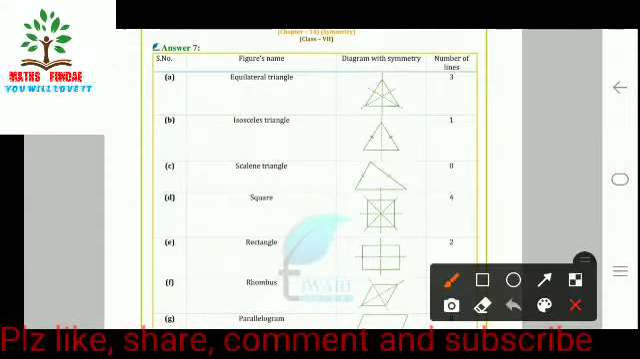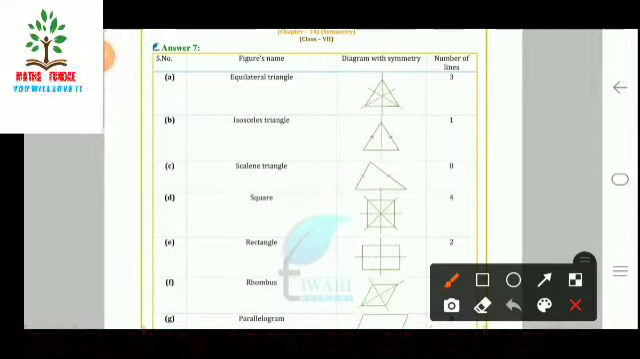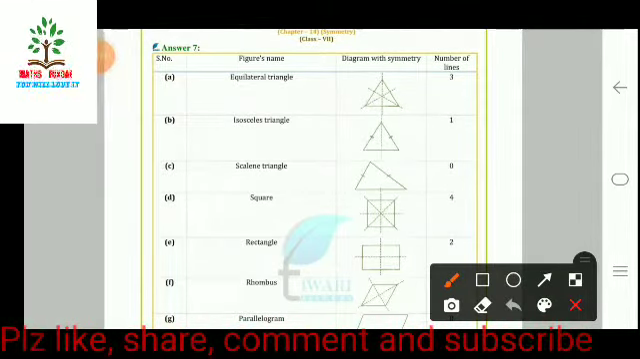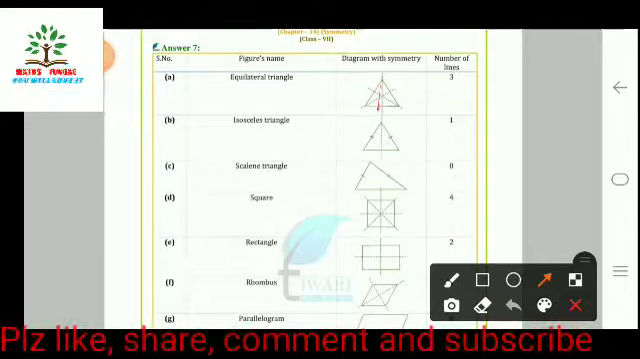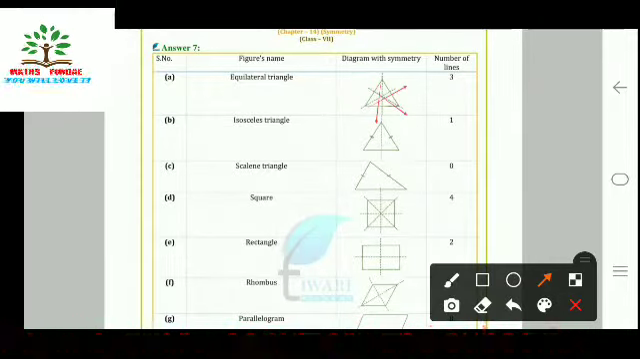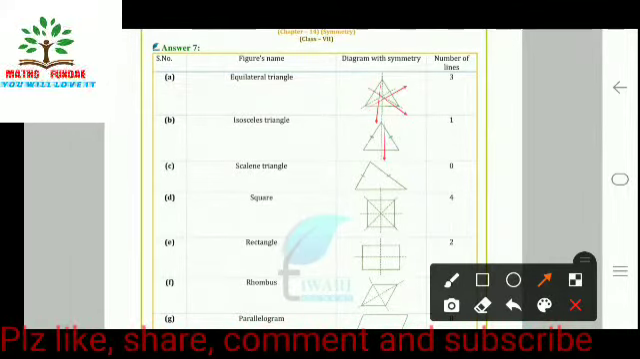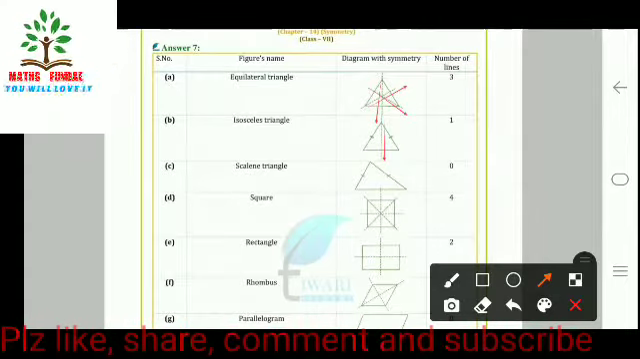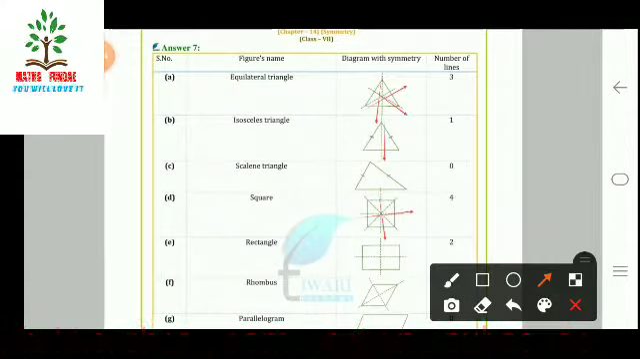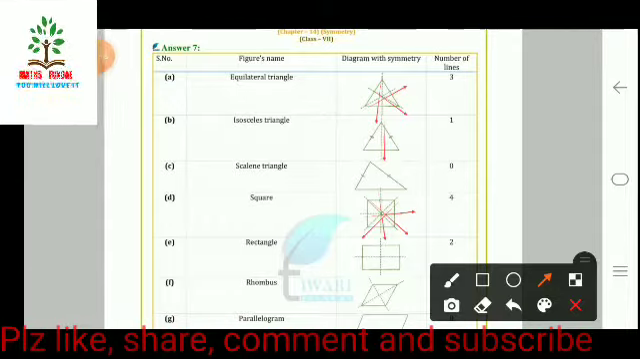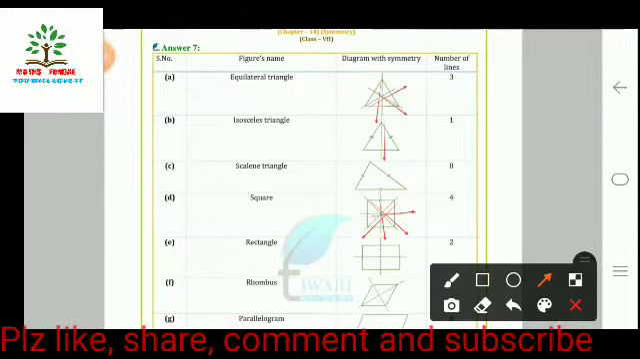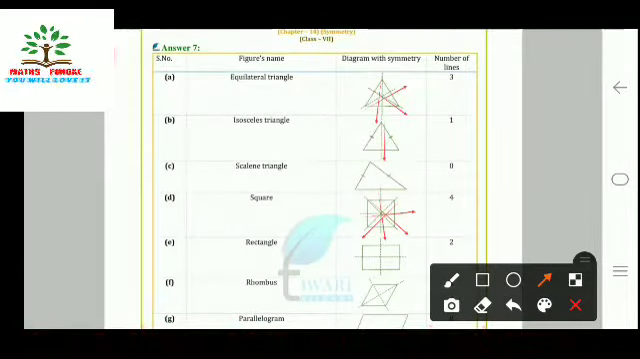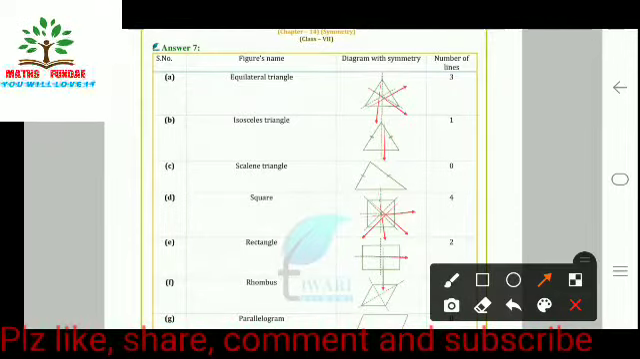The first one we have here is an equilateral triangle. How many lines of symmetry? We have 1, 2 and 3 lines of symmetry. Isosceles triangle, only one line of symmetry. Scalene triangle, no line of symmetry. Square, 1, 2, 3, 4 lines of symmetry, along with the midpoints of the sides and along with the diagonals. Rectangle, 2 lines of symmetry.